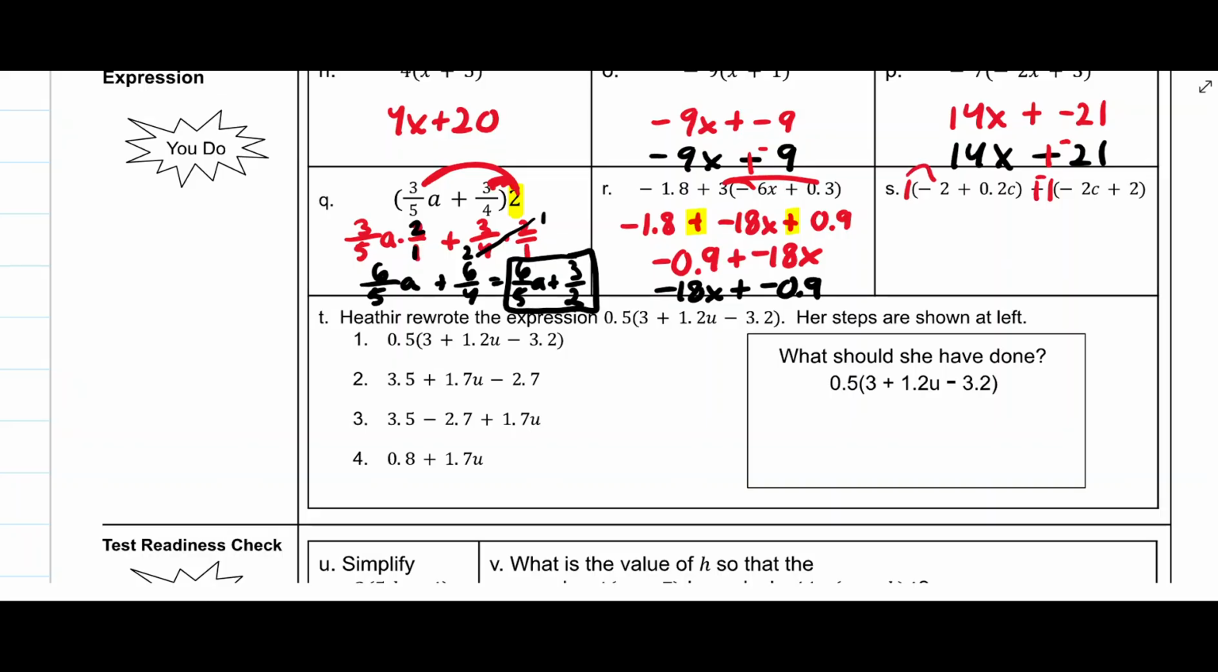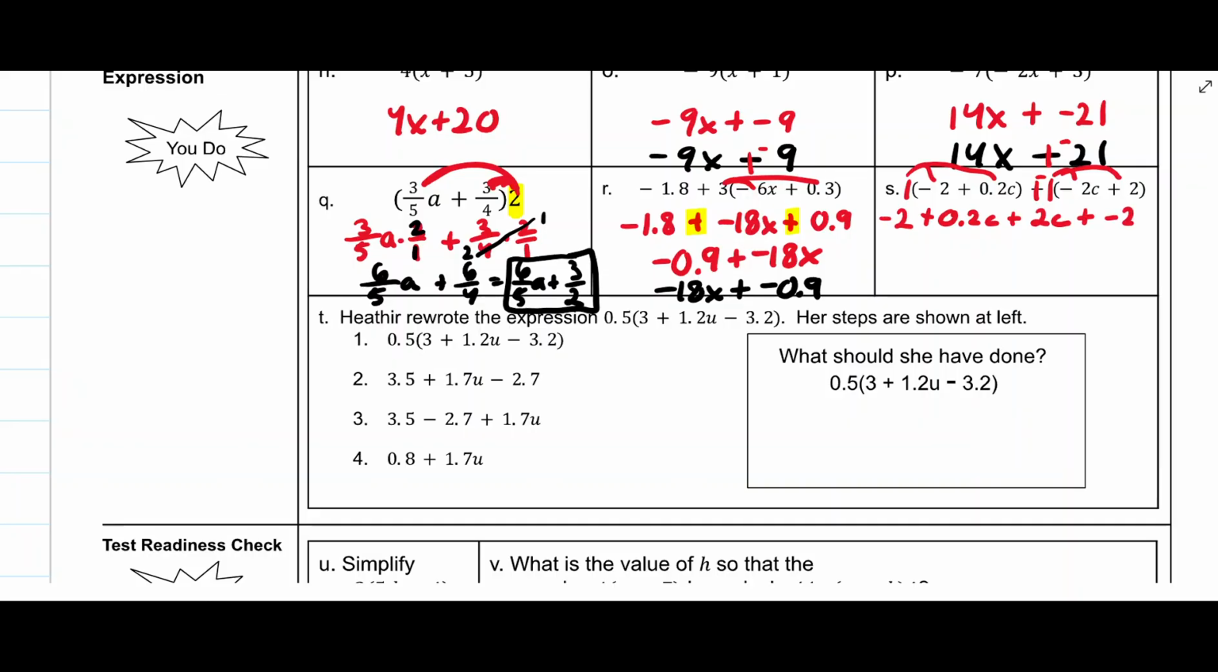So 1 times negative 2 is negative 2. And 1 times 2 tenths c is 2 tenths c. We'll move over here to the next one. Negative 1 times negative 2c is a negative times a negative, which gives you a positive 2c. And negative 1 times 2 gives you a negative 2.